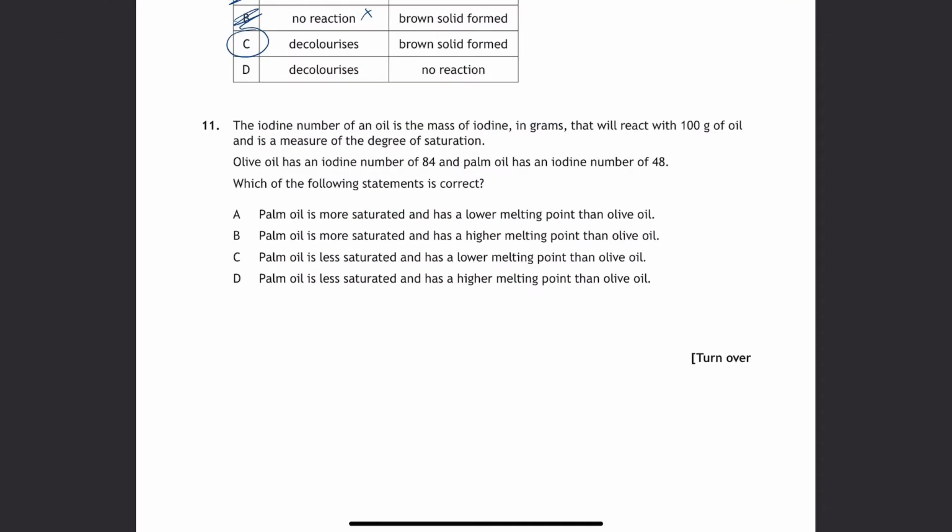For this question, the higher the iodine number, the more unsaturated the substance is because it will react with more iodine. So olive oil, can't write and speak at the same time, is more unsaturated or less saturated. Sometimes it helps to write this stuff down because it can get a bit confusing when you're looking at all the possible answers.